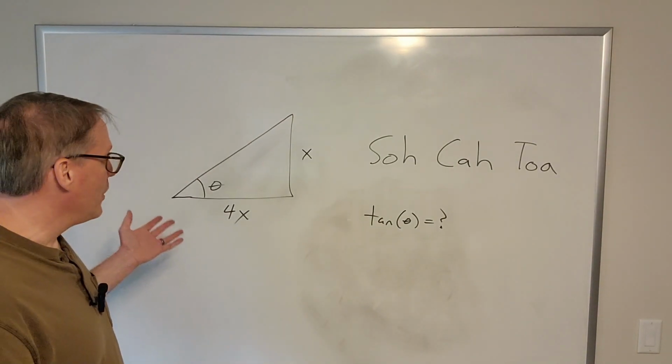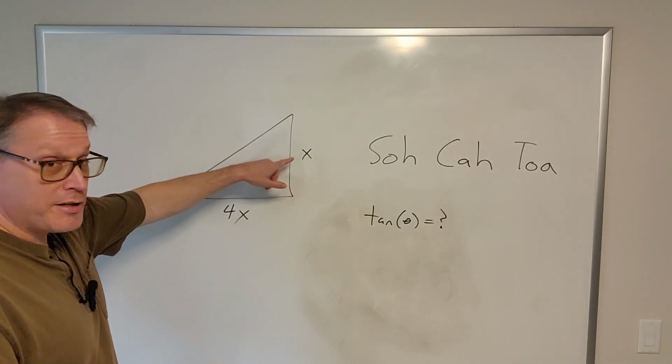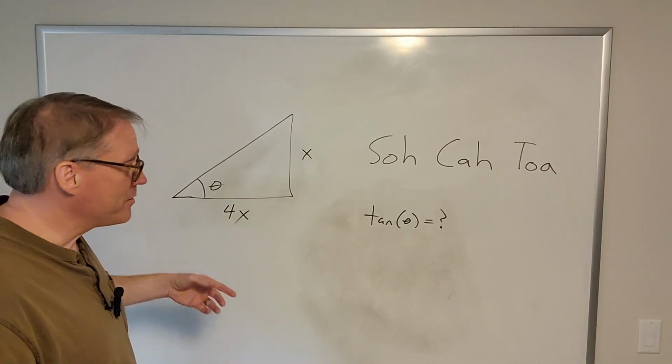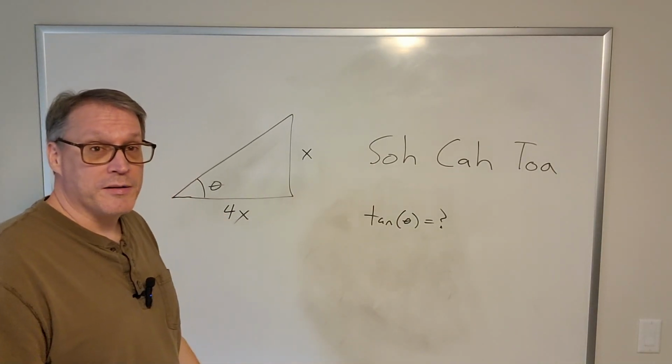Suppose they give you this setup, where you have theta, the opposite side is x length, whatever x is. The adjacent side is 4x, whatever x is. And they want to know what the tangent is. Tangent of theta. Give it a shot.